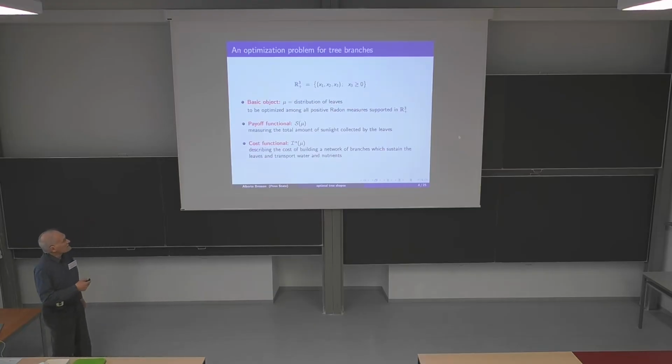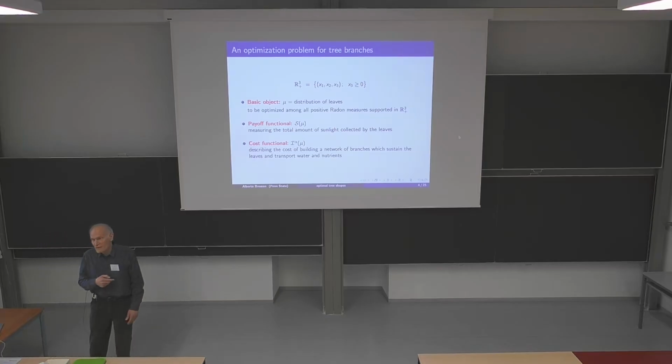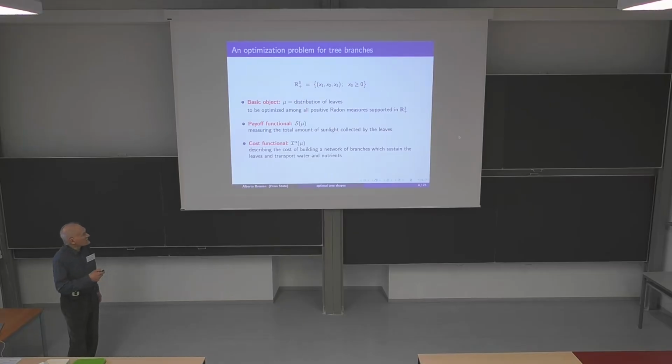Okay, so let's start right away with how we formulate an optimization problem for tree branches. The basic object will be a positive Radon measure, which would be the distribution of leaves in 2 or 3 dimensional space, to be optimized among all positive Radon measures supported in R3+, that is, above ground.